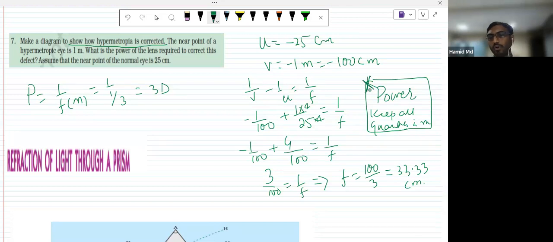This is the warning, so you don't fall into the pitfall, right? So this is clear. Now you have to make the image diagram.